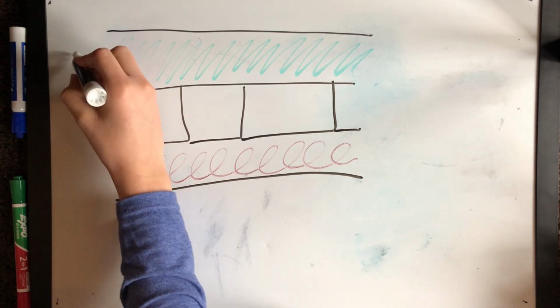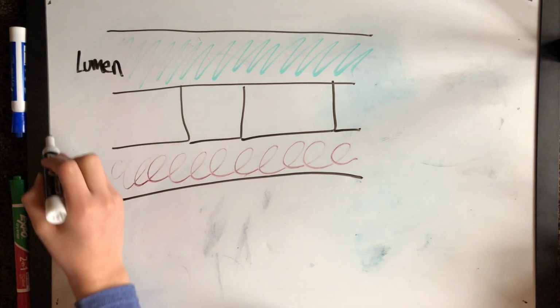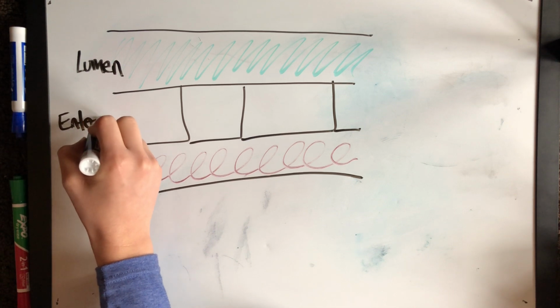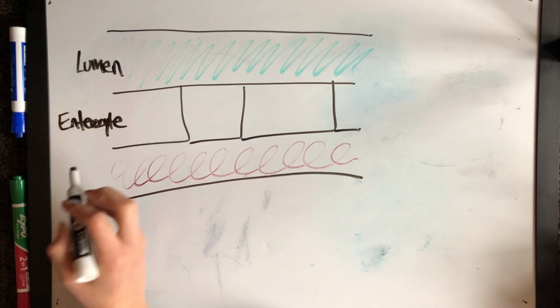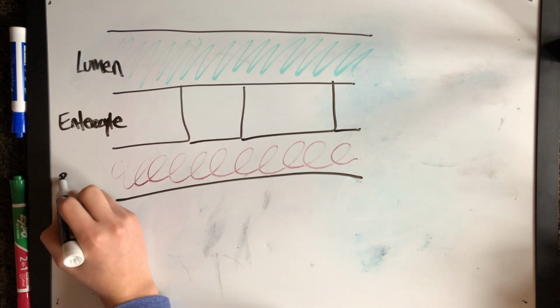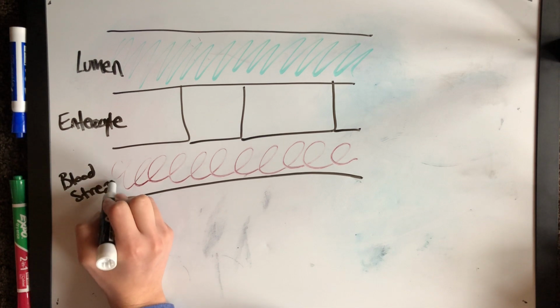Okay, so this is your lumen, so like the inside of your intestines, right? These are the enterocytes, so the cells in your intestines. So it's kind of squished together. That says enterocyte. And then this is the bloodstream.